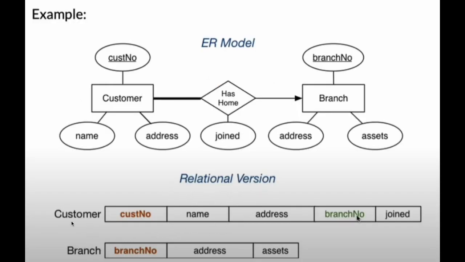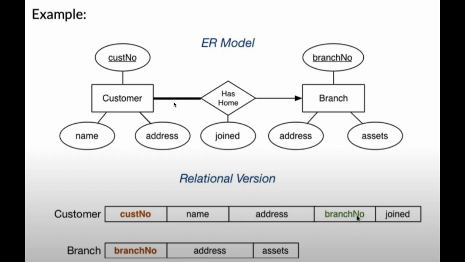So we have the customer relation, the branch relation. However, we don't have a third relation for has home. Instead, the associated attribute of has home is listed as part of the customer relation, and the branch number of the branch entity is listed as a foreign key in the customer relation. So you might be wondering what's going on.